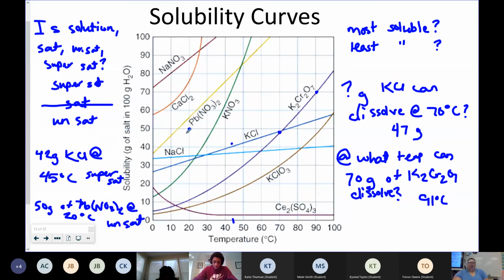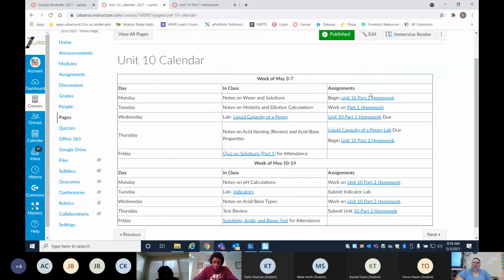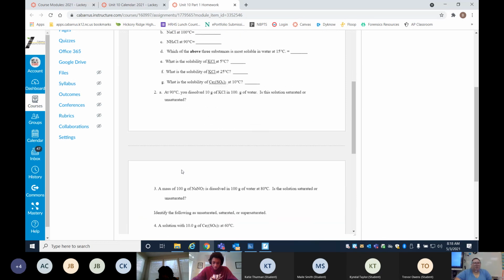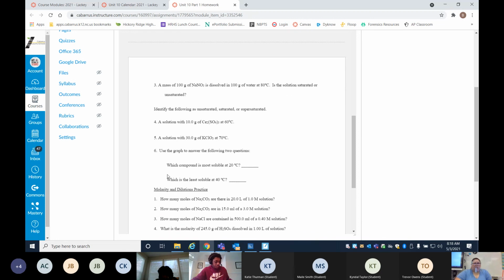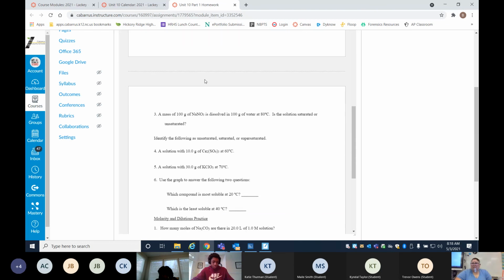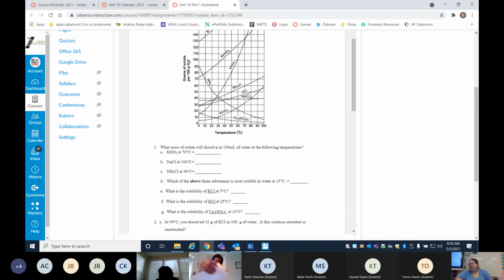So I did want to show you your part 1 homework, which you can start tonight. The part 1 homework goes over the solubility curve. It gives you a solubility curve to reference, so you don't need to look one up or anything like that. You're going to answer questions 1 through 6. Stop where it has the molarity and dilutions practice underlined. So that's not a ton that you have to do based off of solubility curves. But remember, all of these refer to this curve up here.